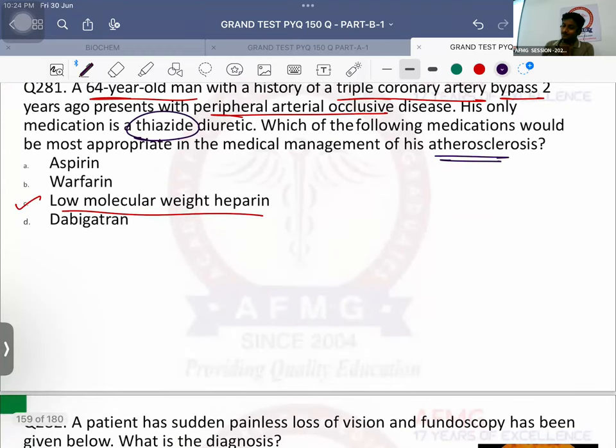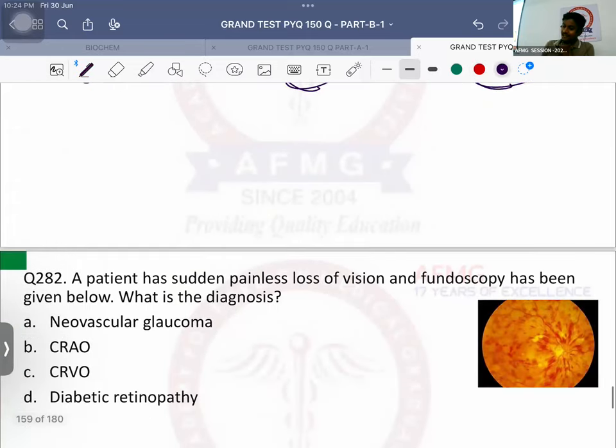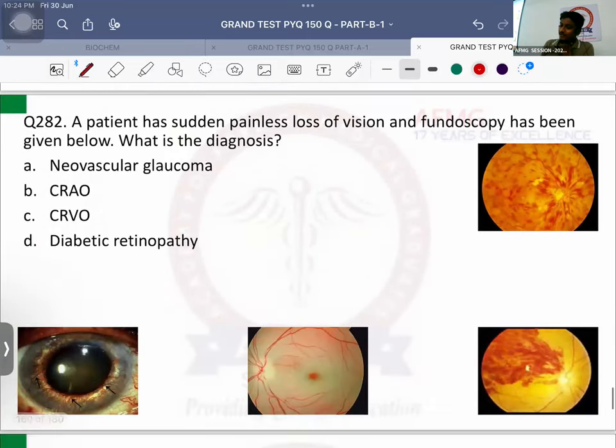Important is here, as the patient is not admitted, we have to keep the patient on an oral drug because low molecular weight heparin is an injectable agent. Therefore, the answer should be aspirin. A patient has sudden painless loss of vision and fundoscopy has been given below. What is the diagnosis?